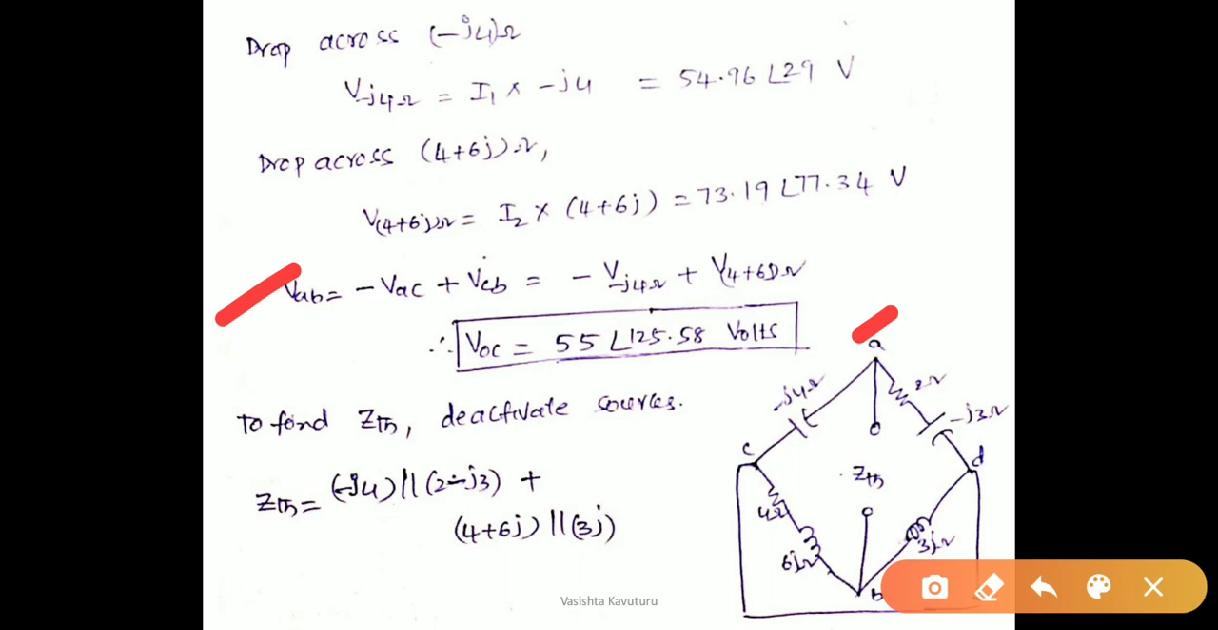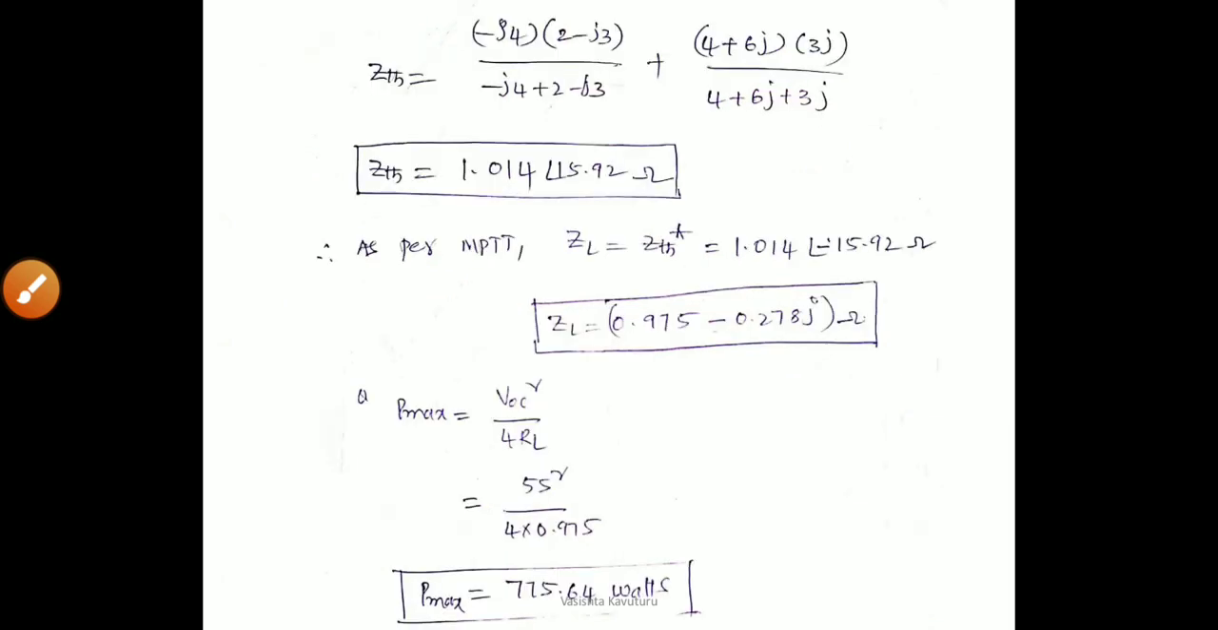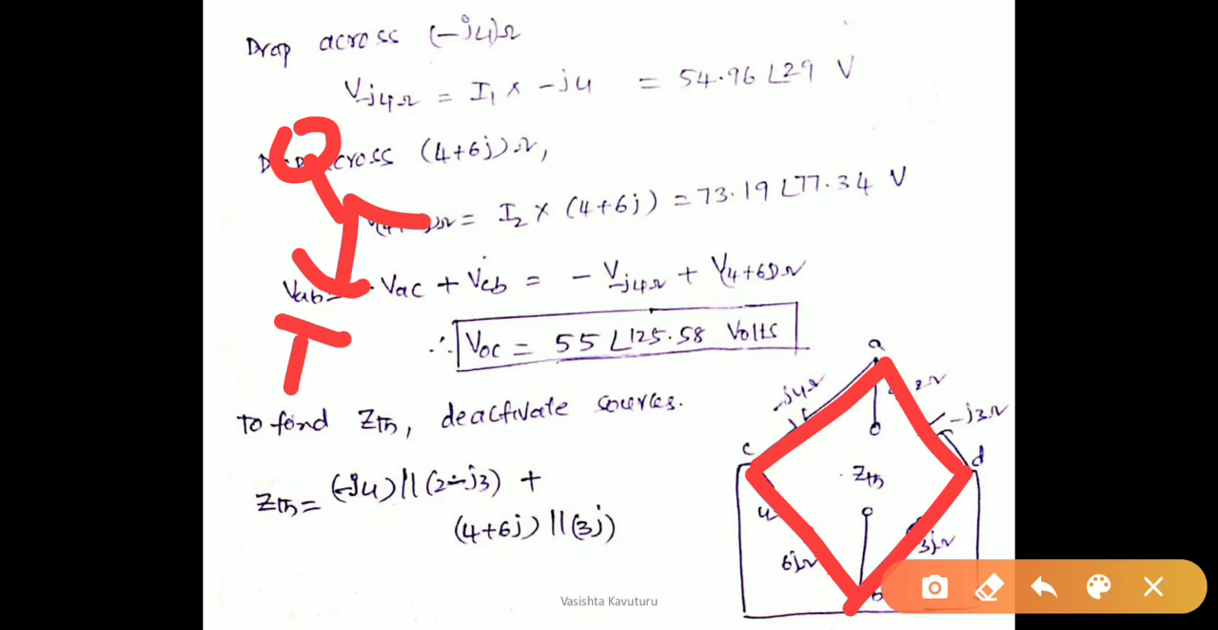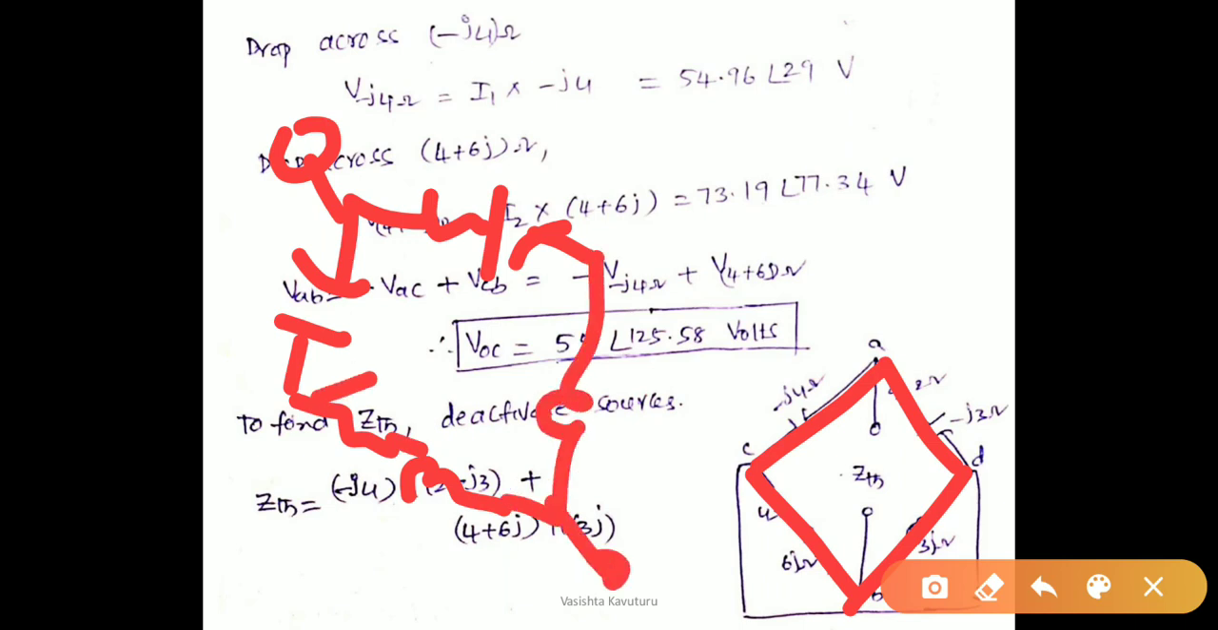Now to find the Thevenin impedance, we have to deactivate all the sources in the given network. Since in the given network we have only one voltage source, we have to make it a short circuit. If you redraw the circuit, we are getting the two impedances. These two impedances are connected in parallel, and these two impedances are also connected in parallel. The redrawn circuit is like this. This is the capacitance value, and this is also a resistance and capacitance branch, and this is a resistance and inductance branch. These two are connected like this. So this is the equivalent circuit of this one.